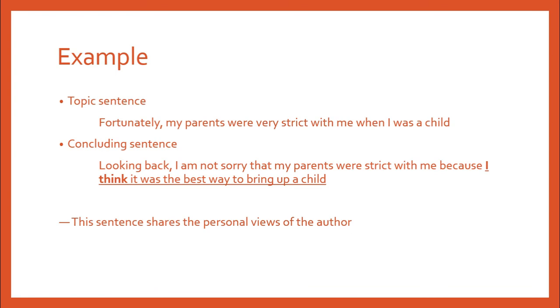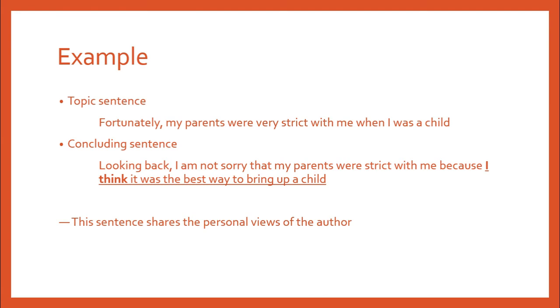"Fortunately, my parents were very strict with me when I was a child" is our topic sentence. And then we assume that throughout the paragraph they provide a description or things like that of why the parents were very strict. Then the concluding sentence is: "Looking back, I'm not sorry that my parents were strict with me because I think it was the best way to bring up a child." Here you can see with the part that's underlined, "I think it was the best way to bring up a child," shows that the author is giving their opinion. They're telling you what they personally think about the topic of raising children.